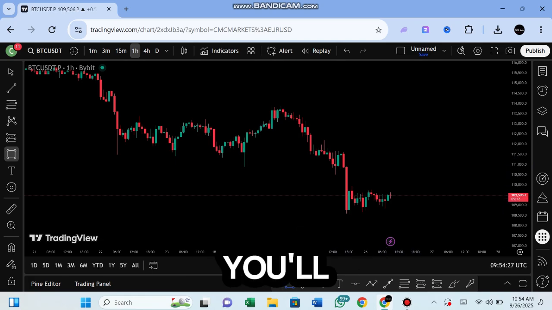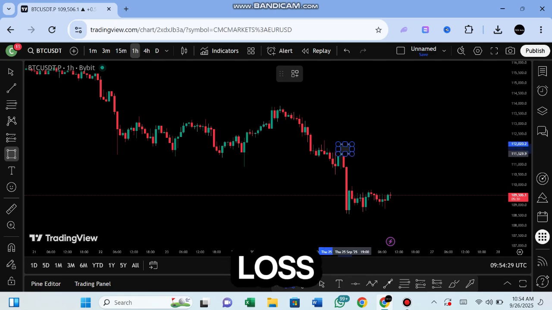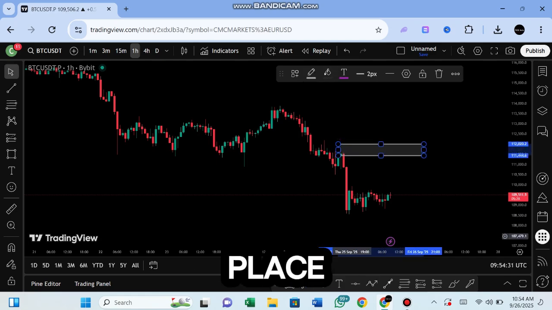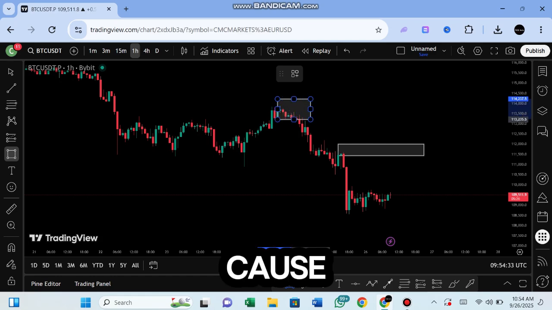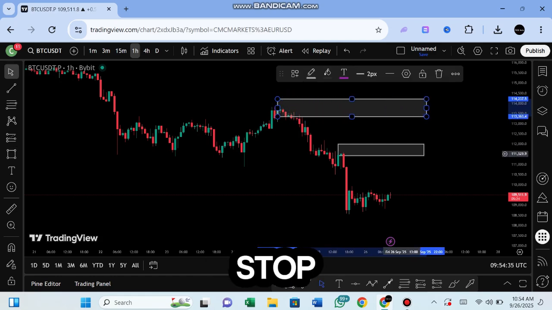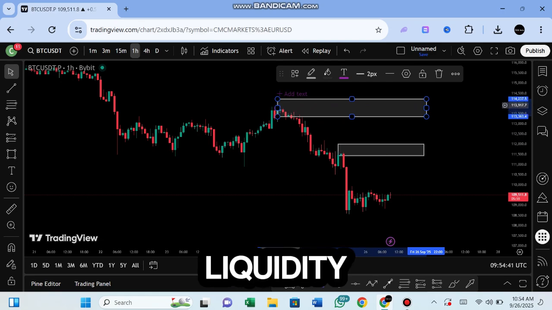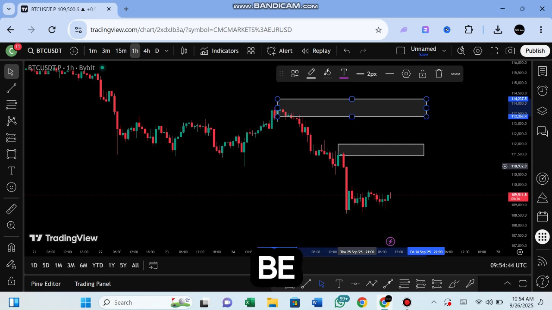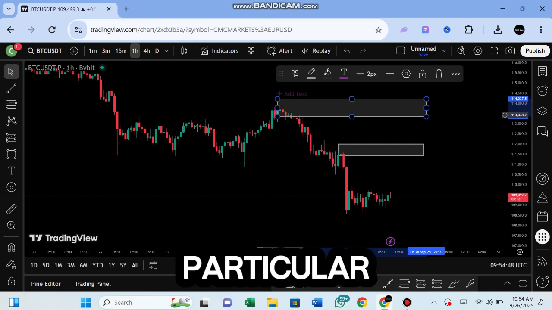Most probably, you'll put your stop loss at this particular place or at this particular place, because this was the highest point it went to. Let's say you put your stop loss at either of these places. So this is where liquidity is, because you're not the only one looking to short this market, and you're not the only one putting your stop loss at this place.